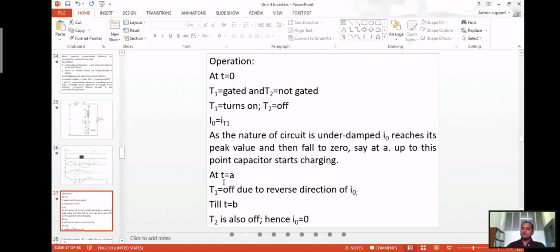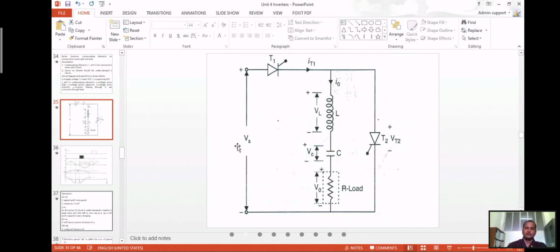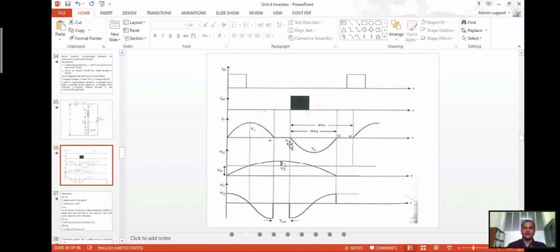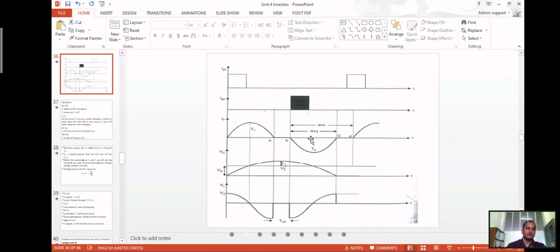Hence, when both the thyristors T1 and T2 are off, the output current will be equal to 0. That's why there is no current between A and B. Output current equals 0. Therefore, the period AB is called the turn-off period. This is the period known as the turn-off period, because both the main thyristor and the auxiliary thyristor, T1 and T2, are off at this particular point.